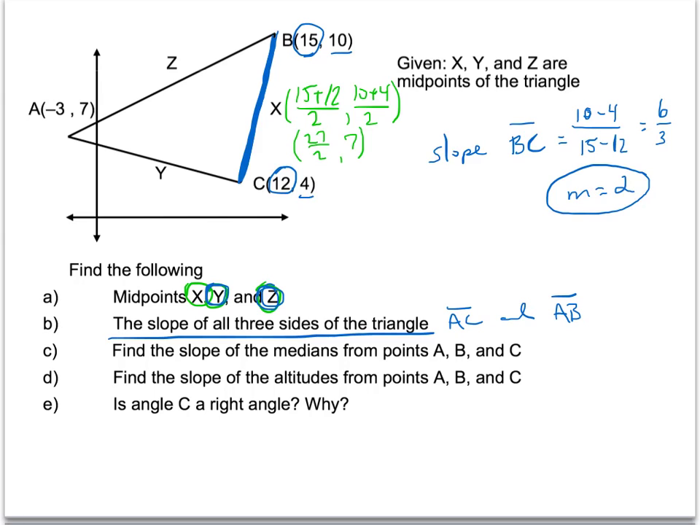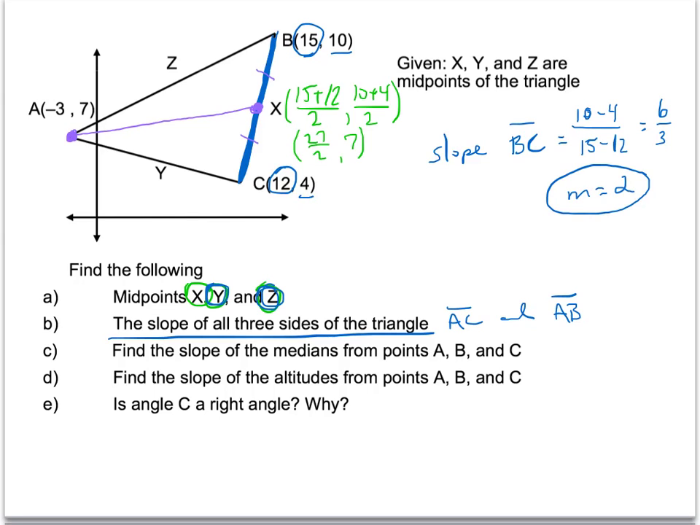Next up, part C. Find the slope of the medians from points A, B, and C. Okay, so we have to review what we know about medians. Hopefully you remember, a median is a line segment that starts from a point. I'm going to do point A to start. And the median goes to the opposite side of the triangle, and it breaks that opposite side into two congruent parts.